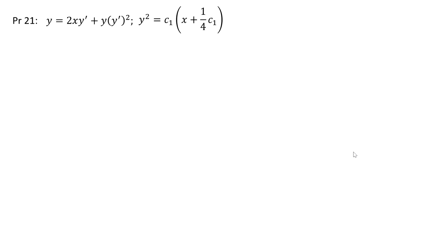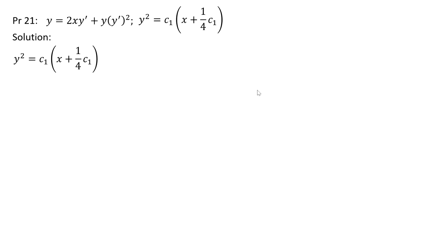This is a good problem. y equals 2xy prime plus y times y prime squared. We need to verify whether y squared equals c1 times the quantity x plus c2 squared is a solution or not. Cool. How do we go about doing this? Our objective is to figure out y prime. Can we figure out y prime for this one? How do we start? Well, simply say differentiate both sides with respect to x.